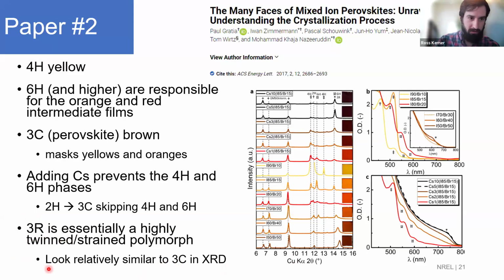Often it goes back to the 3R. You have to apply quite a high temperature. And we don't want to apply high temperature because then our organics start decomposing. So they pretty much outlined all these different phases and said, really try hard to avoid this one. You should be able to do it by adding a bit of cesium.